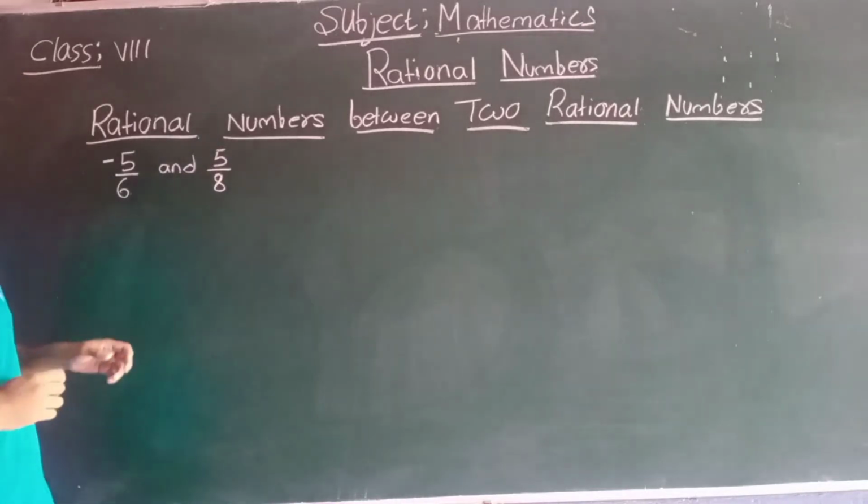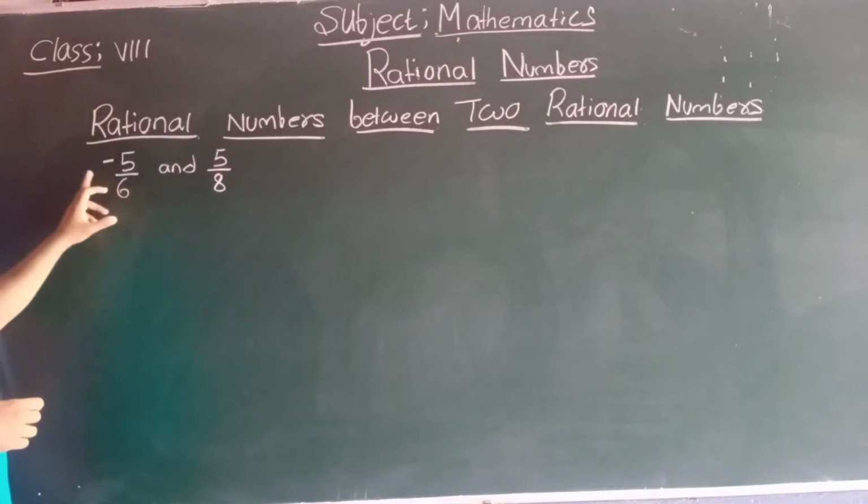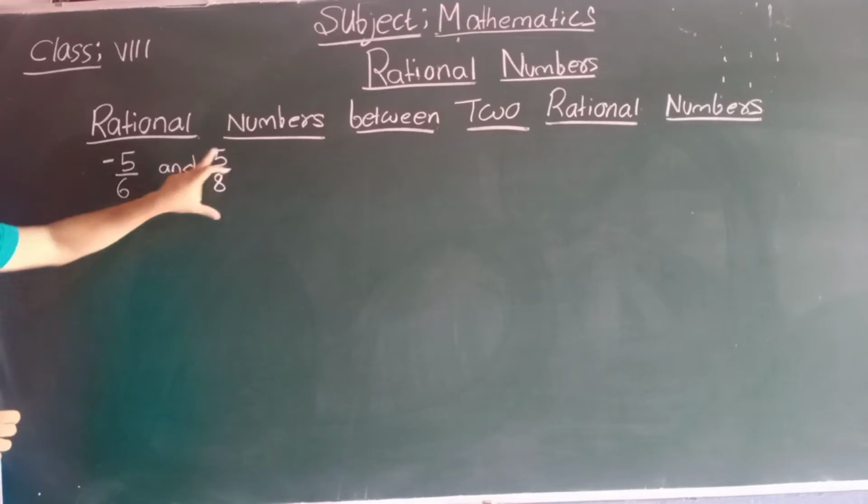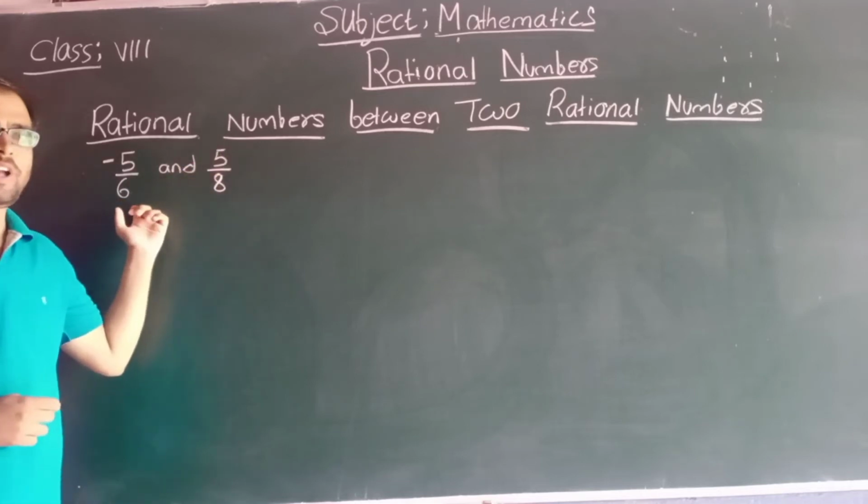Students, if you are asked to write the rational numbers between -5 by 6 and 5 by 8, then how will you write?